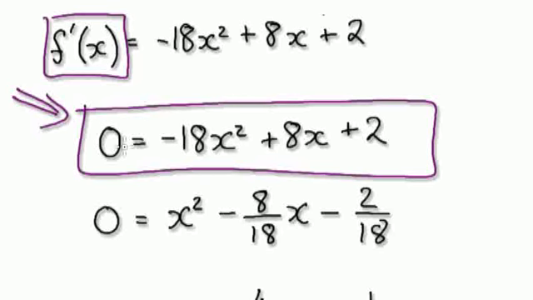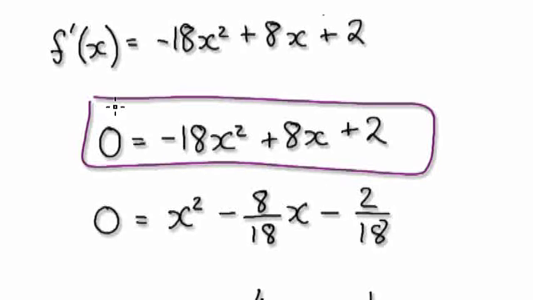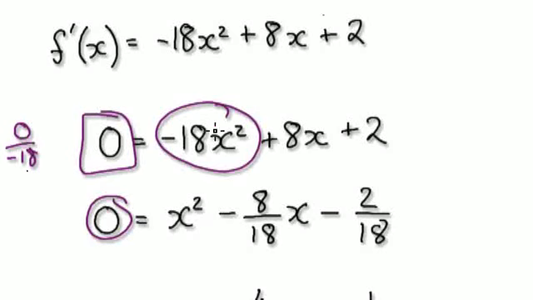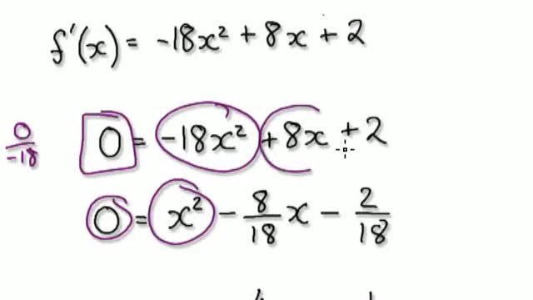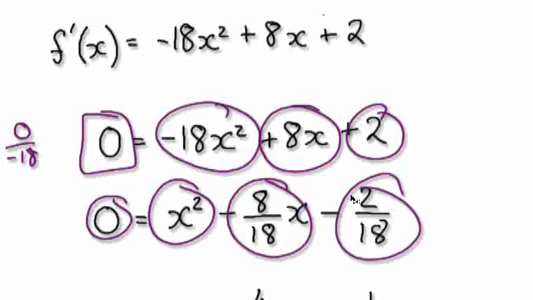There are lots of ways of doing it. You can use the quadratic formula. Well, we've done a whole section on how to solve this. So here the way we did it was from here divide everything by -18. So this divided by -18, it will give you 0. This divided by -18, it will give you this. This divided by -18, it will give you this. This will give you this.